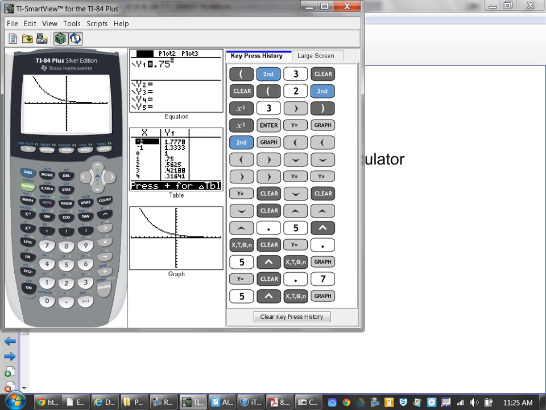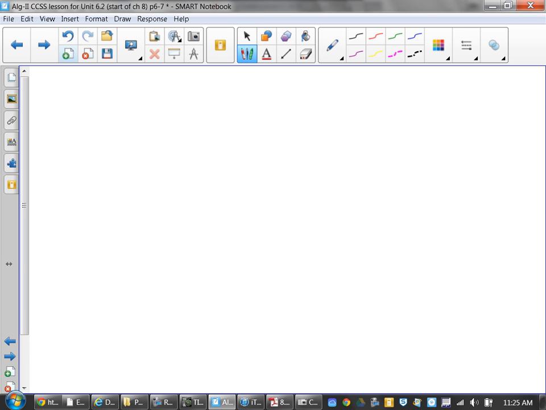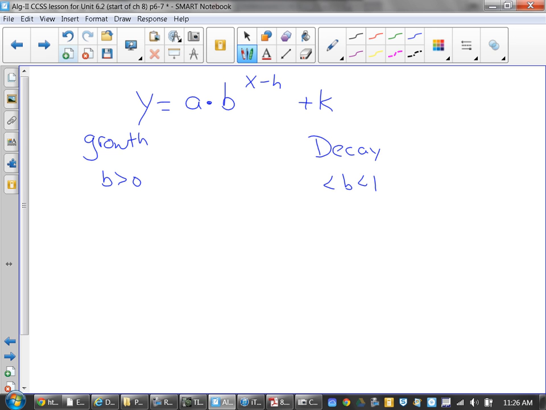The actual model itself, the equation for them, is the same. For growth and decay problems, we still are going to use y equals a times b to the x minus h plus k, where it's growth if b is greater than 1, it's decay if b is less than 1 but bigger than 0.